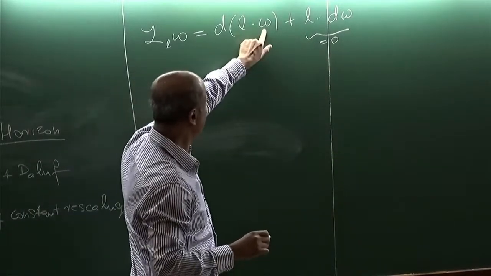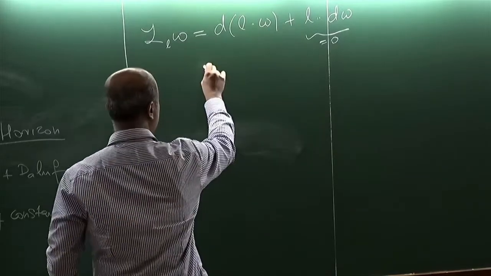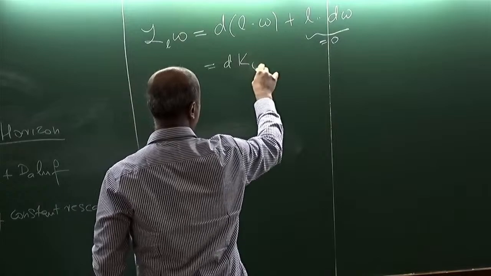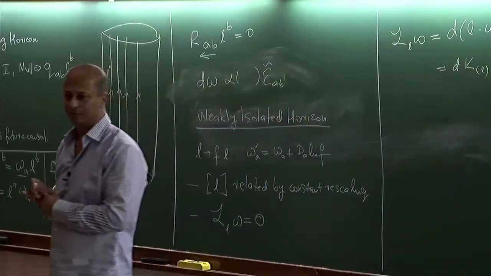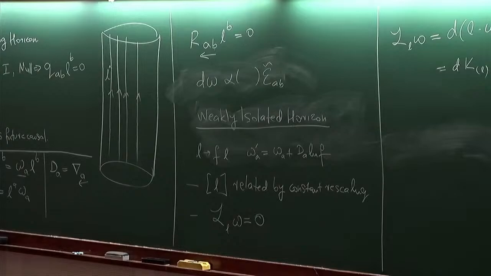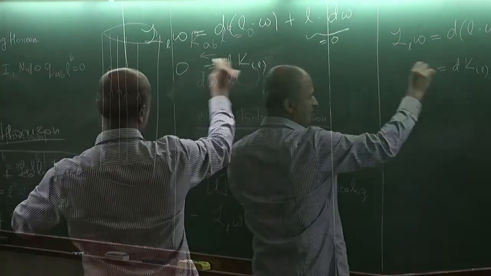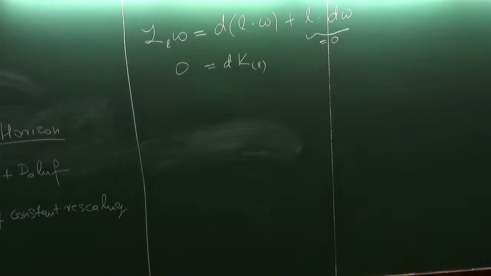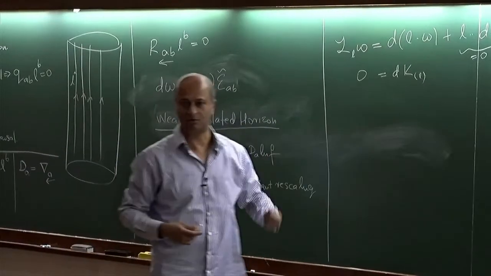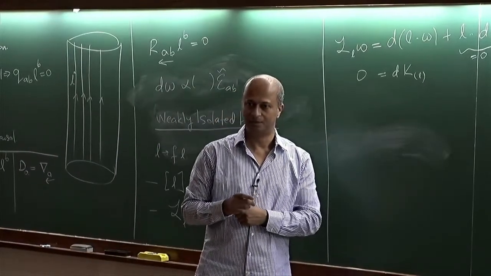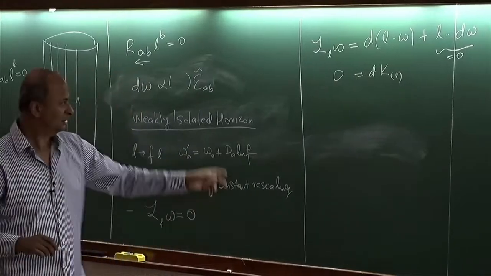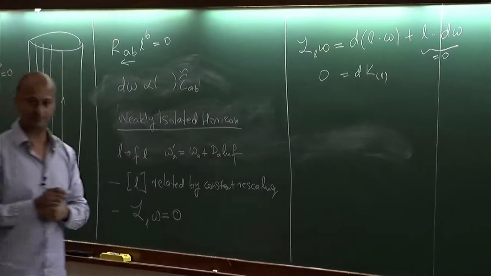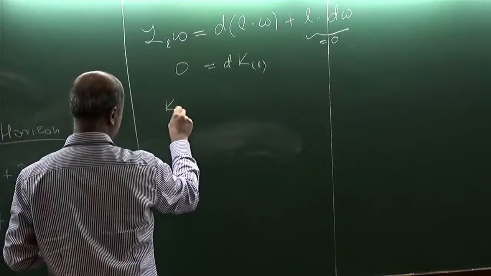And this L dot omega is just the surface gravity. So this is just d kappa for a given L. If this is 0, then of course d kappa is 0, so kappa is a constant. It still doesn't have a fixed value. If I scale L by a constant, kappa will scale by a constant as well. So it's not a fixed value, but whatever it is, it is a constant. This means that kappa L is constant.